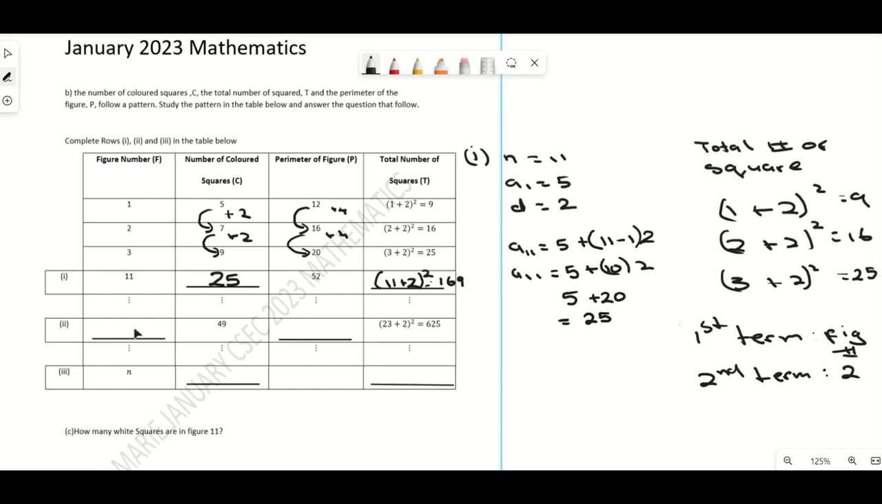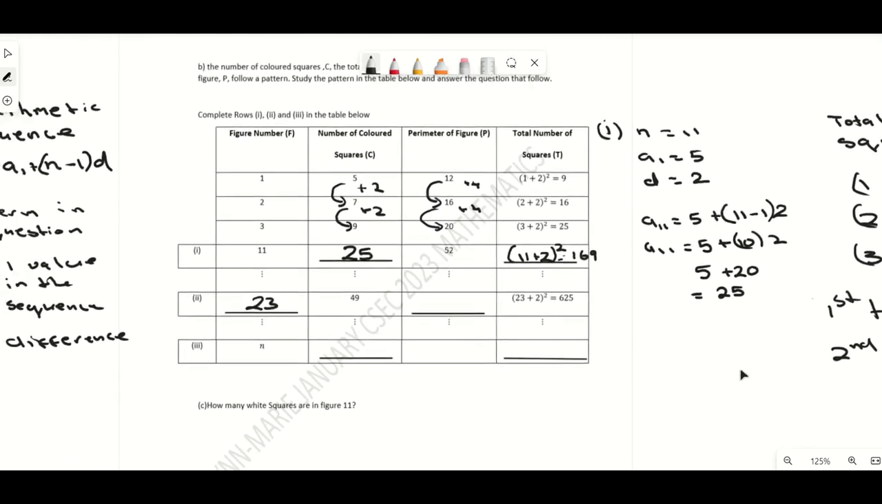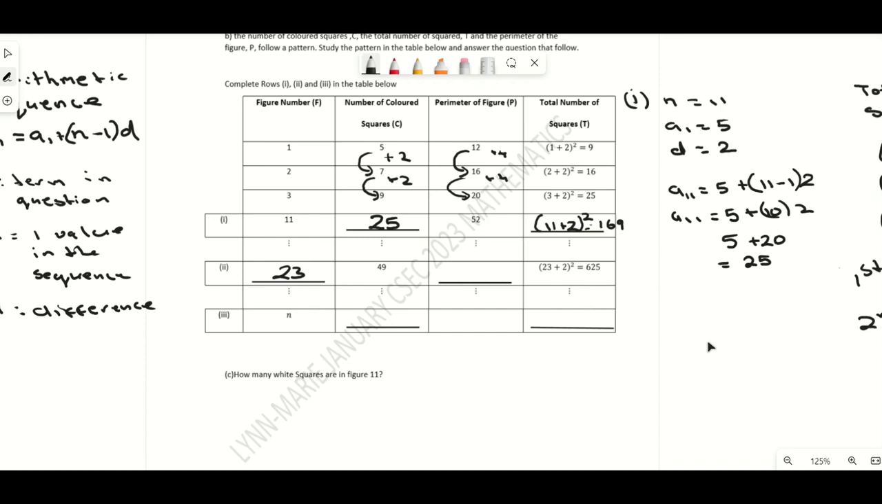Now, when they say something like this, they're kind of helping you out. If you look at this, we're going to look at part 2. We know that the first term in your total number of squares is actually a figure number. So we know that part 2, this would actually be your 23rd figure number. And then we can use a formula for the perimeter of figure P to find out the value here. So we know, again, perimeter P is an arithmetic sequence, and we're going to use it.